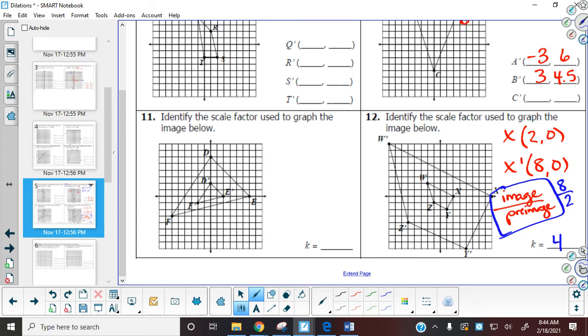And again, you could have picked any number. You didn't have to pick the X. You could have picked the Y. You could pick the Z. You could pick the W. So hopefully that makes sense.